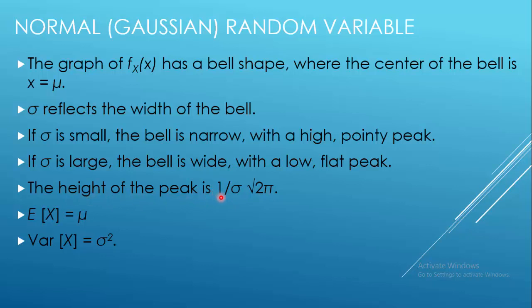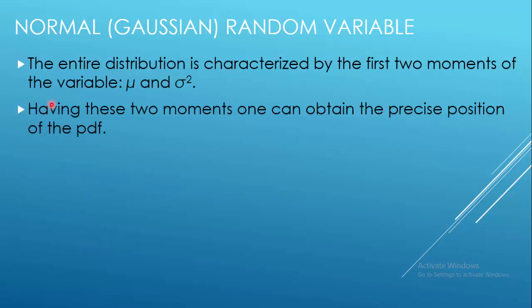The height of the peak is 1 divided by sigma multiplied by square root of 2 pi. Expected value is equal to mu, as we have seen, and variance is equal to sigma square. The entire distribution is characterized by the first two moments of the variable, mu and sigma square. Having these two moments, one can obtain the precise position of the PDF.